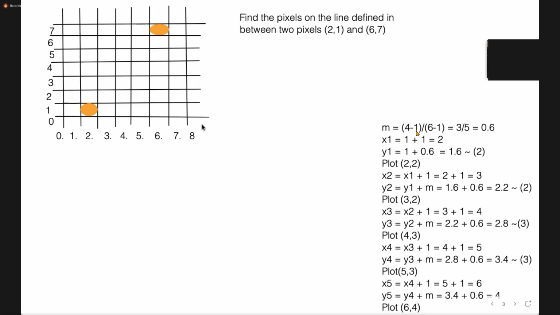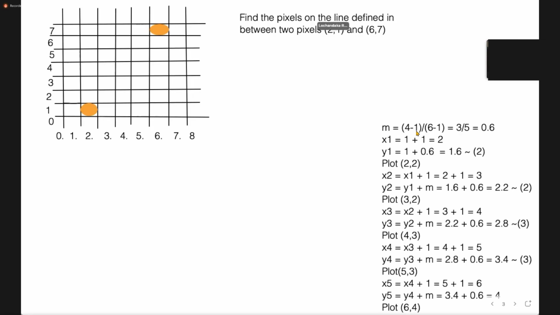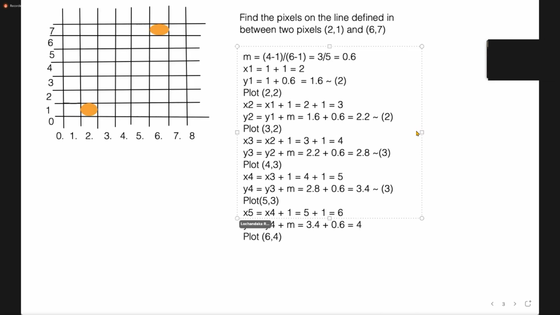Others? How about others? Let's do this one. I'll do it on the same list.